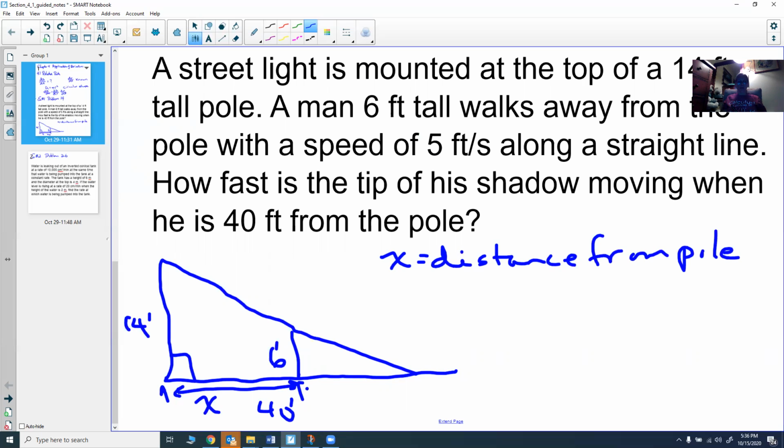I also can talk about the length of the shadow. And again, that's changing too, because as he's moving farther from the light source, the length will change. So let's call that L. So that's the length of his shadow.